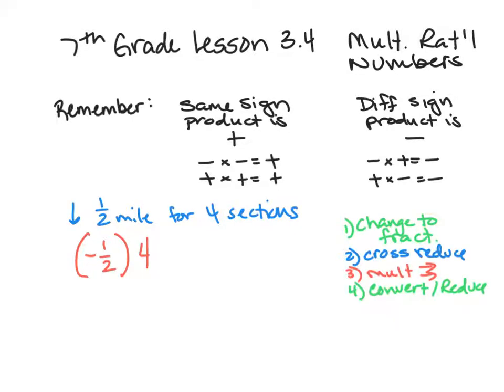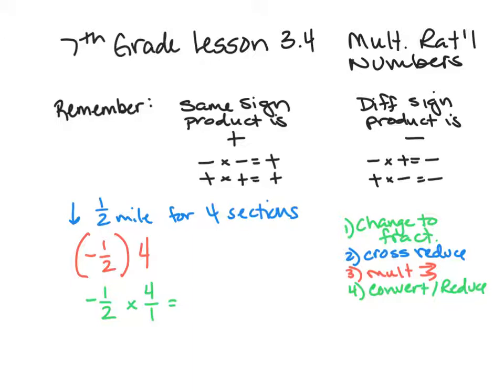I'll write this down. Okay, so we have the steps here. We're going to change everything to a fraction if it's not already. Cross reduce if that's possible. Multiply straight across. I do both arrows because the numerators and the denominators all get multiplied straight across. And then convert and reduce if needed. So this is already a fraction. This one I'm going to change into a fraction by putting a 1 under it. So I have -1/2 times 4 over 1.